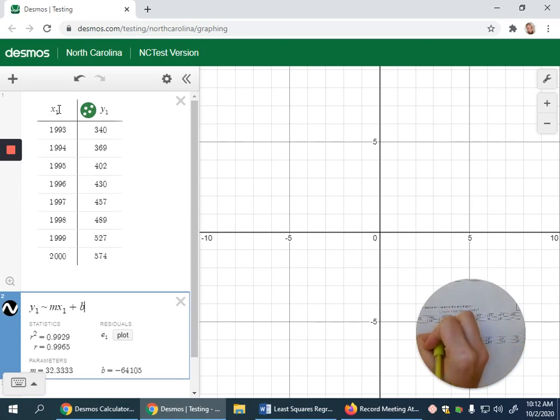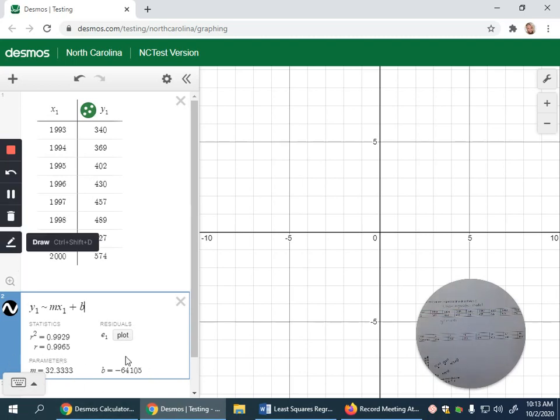So all you have to do is plug those in. My slope, they said, was 32.3 repeating. And then my y-intercept, which is b, was negative 64,105. Okay? So I'm going to switch this back so you can see what I've written here. All I did is I copied what it said m and b were. And now I'm going to just plug it in.